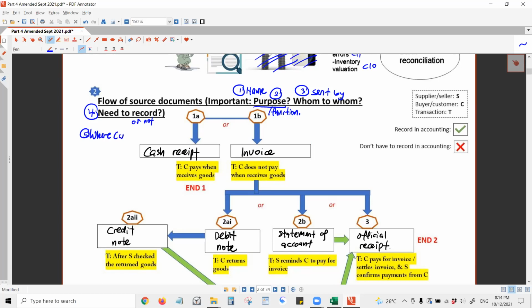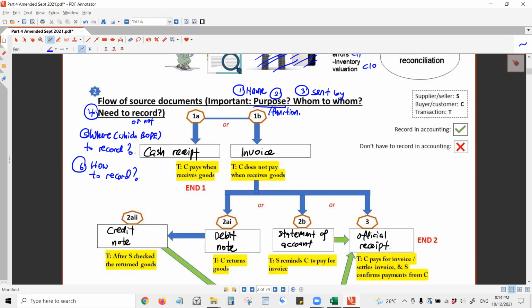Where means which board or prime entry. Okay, BOPE stands for board or prime entry, yeah. But don't write BOPE in the exam. For my notes, I write BOPE, it stands for board or prime entry. So where means which board or prime entry to use. So where to record. Okay. Once you have known whether you have to record a certain document, you have to know where to record. Number 6, how to record.